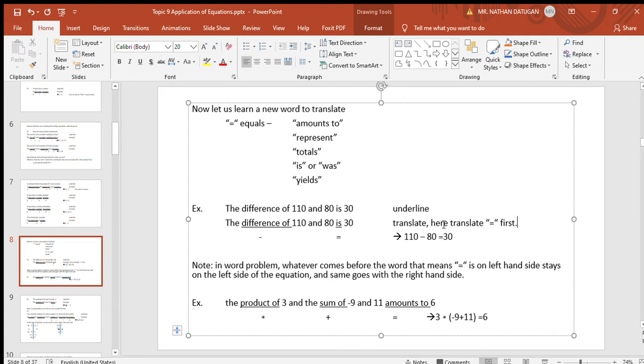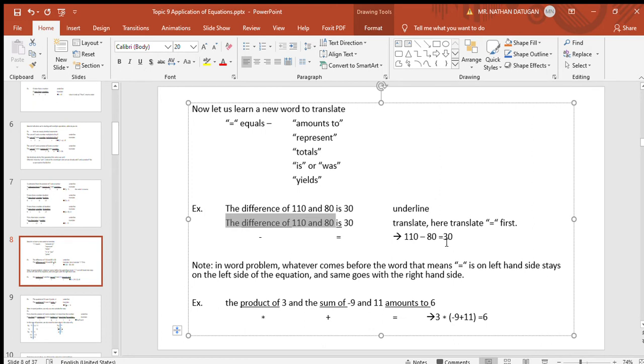So now you know. We translate is to the equal sign first, so you know which part of the sentence is your left hand side and which part of your sentence is on your right hand side. Just a simple indication. So in this case, this part, the difference of 110 and 80, is going to be on your left hand side. So let's translate that, and it's going to be 110 minus 80 is equal to 30.